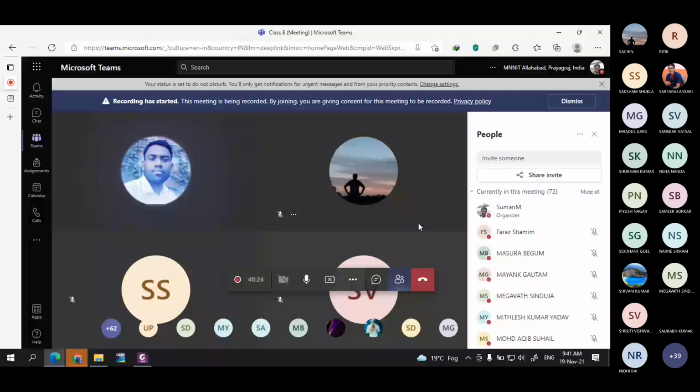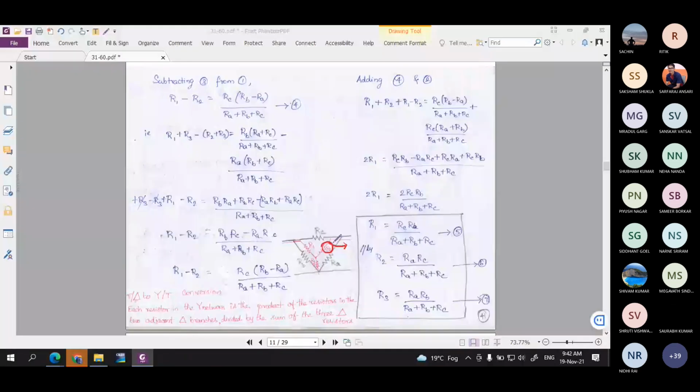Here I am converting from star to delta, sorry, delta to star actually. I know the values of RA, RB, and RC. I want to find R1, R2, R3 of the star connection. So I want to write the value of R2 for the star connection. I have to see what are the nearest resistors available to this R2 in the delta connection. R2 is in the star connection. For this, RC and RA are the two resistors very near to this R2, right?